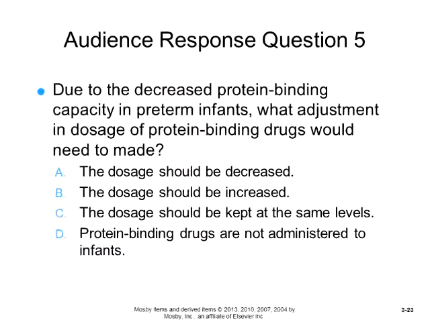Next question. Due to the decreased protein binding capacity in preterm infants, what adjustment in dosage of protein binding drugs would need to be made? A, B, C, or D? Okay, and this answer is B, the dosage should be increased. You can read it yourselves as well.